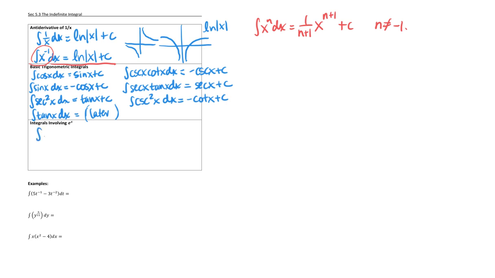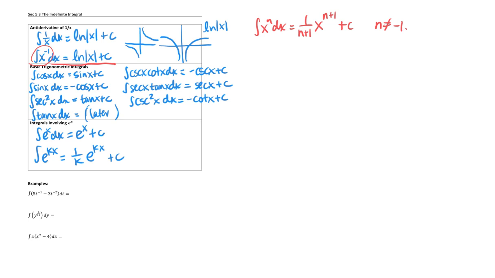So the integral of e to the x dx, an antiderivative of that is just e to the x plus c. And an antiderivative of e to the kx is going to be 1 over k e to the kx, and then plus c. And again, remember, when we take the derivative of that, that k is going to come down as a coefficient, so we need the 1 over k there to cancel that out. Okay, so let's do some examples.